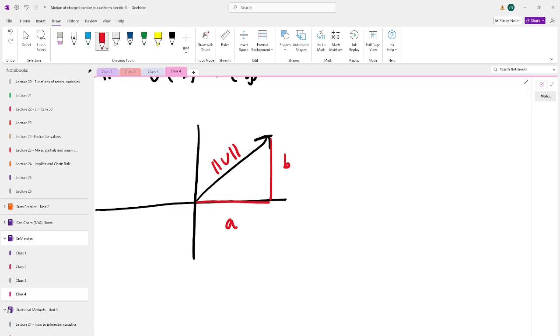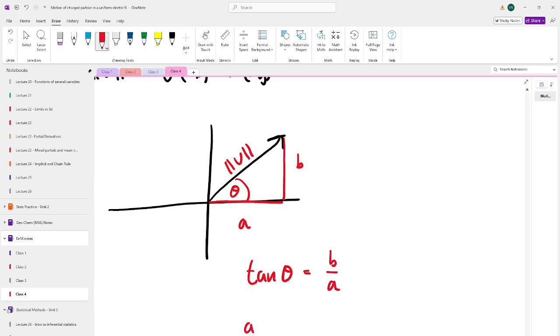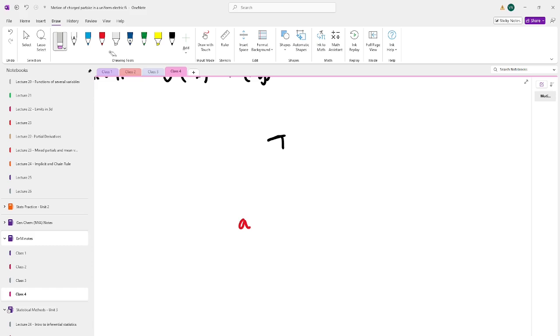And then if I'm trying to find the angle here, I know that I can use my trig identities to say that tan of theta is going to be equal to the opposite side divided by the adjacent side. So b over a, or in other words, theta will be equal to the arctangent of b over a.